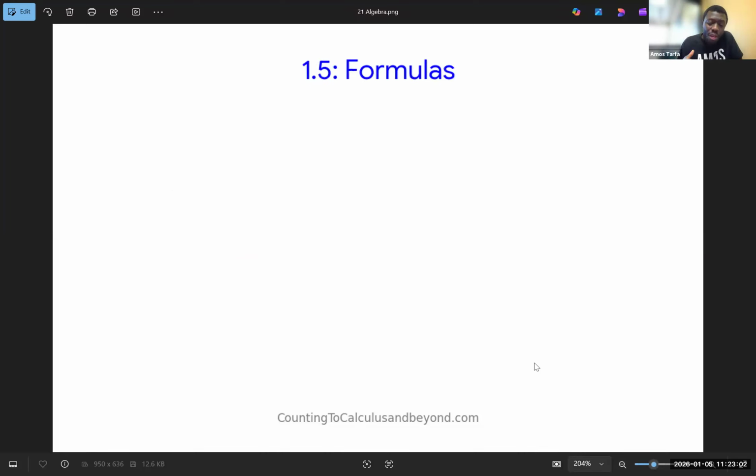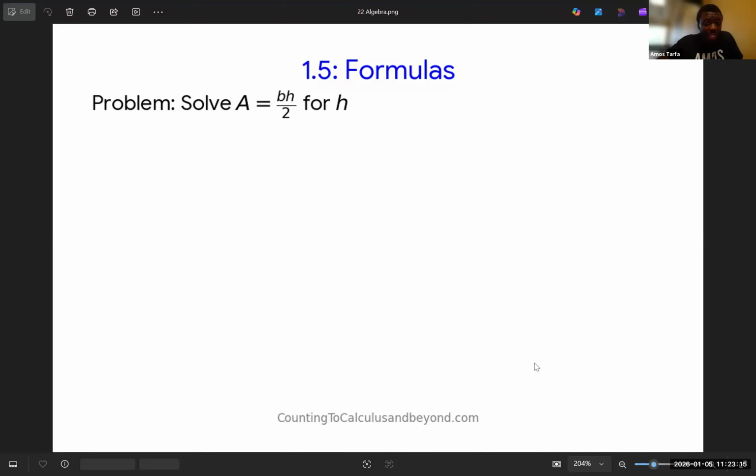Formulas. When you learn how to work with equations, we start giving you these formulas that you can use to find different values, and you can solve for different variables for different purposes. For example, if you have the area as equal to base times height over 2, and you're trying to solve for h, well, we need to get rid of that 2 in the denominator.